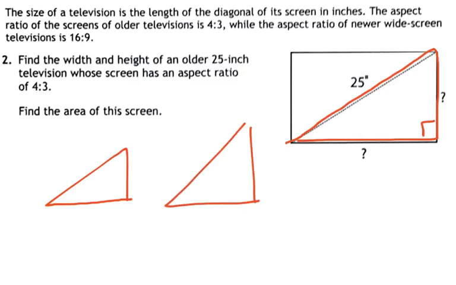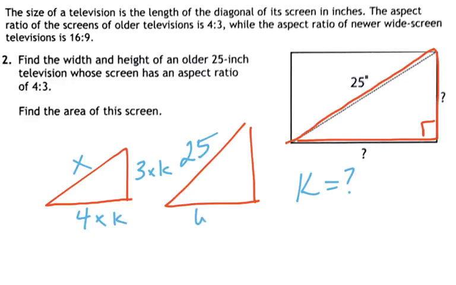So if we know the aspect ratio is 4 to 3, 4 being the longer, 3 being the shorter, and we know that the corresponding diagonal of the bigger television is 25, then we can find what's called the constant of proportionality, and then we can multiply our 4 by k and our 3 by k and get the width and height of the actual TV screen.